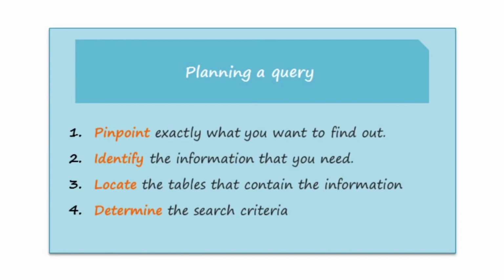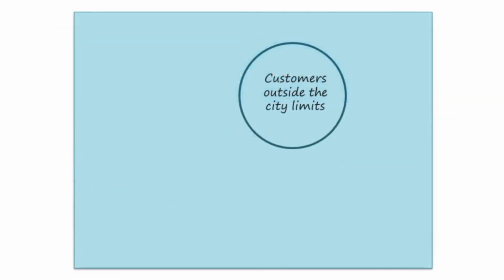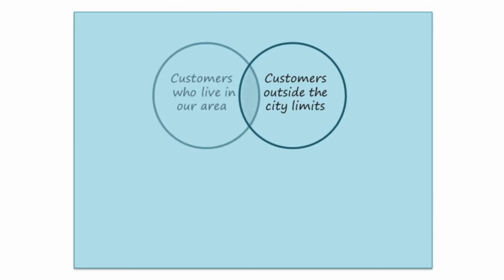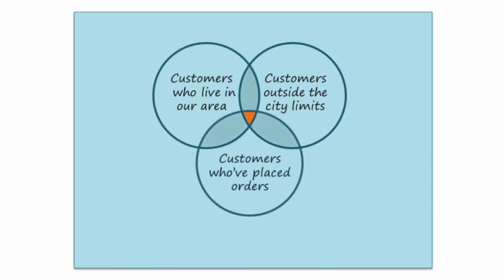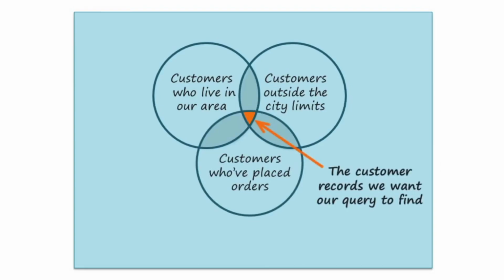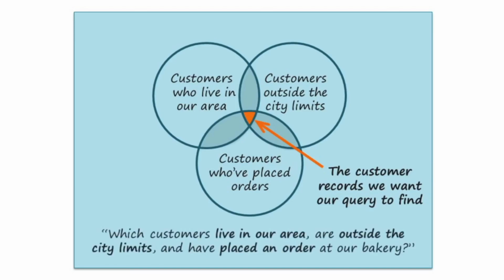In this example, let's say our bakery is sending out coupons to our customers who live outside the city limits to entice them to come back to our bakery. Obviously, we don't want to send them to people who live really far away, we just want to focus on people who live relatively close to Raleigh. And we're also just going to send them to customers who have previously placed orders at our bakery. The customers who meet all three of these requirements will receive coupons. So the question that we're trying to answer is, which customers live in our area, are outside the city limits, and have placed an order at our bakery?